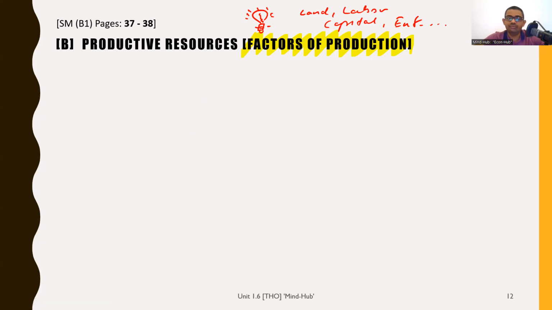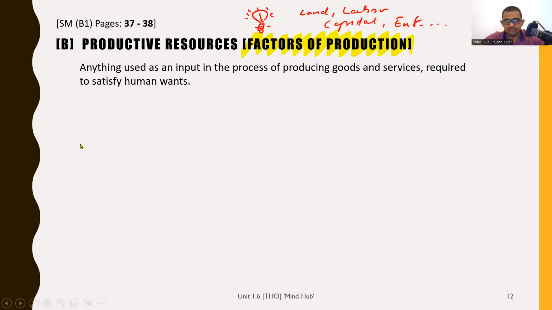So when we say productive resource, the simple understanding is a resource that is used in production, or anything used as an input in producing goods and services. Anything used as an input in producing goods and services can be called a productive resource. It's a very simple but good word there. In your study material, you can underline or highlight these words: anything used as an input in the process of producing goods and services, in order to satisfy human wants. So anything we use as an input in production can be called a productive resource.